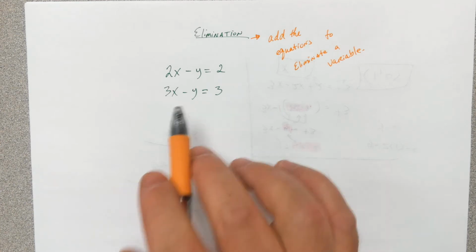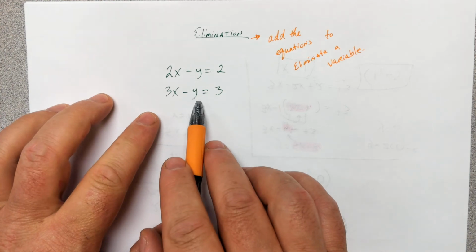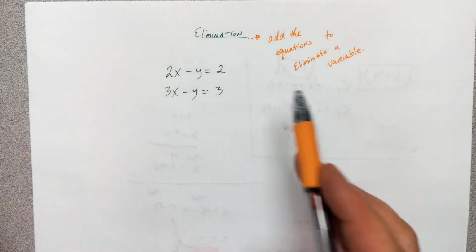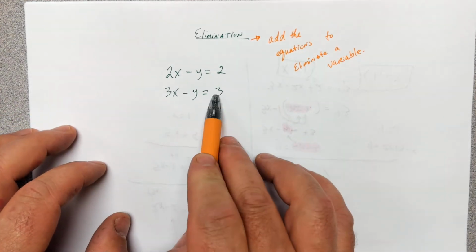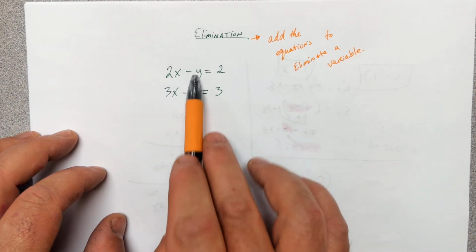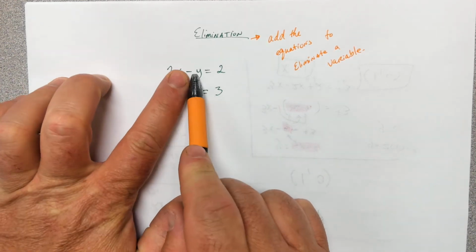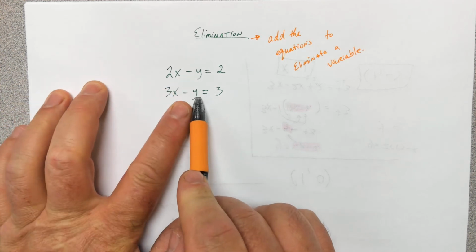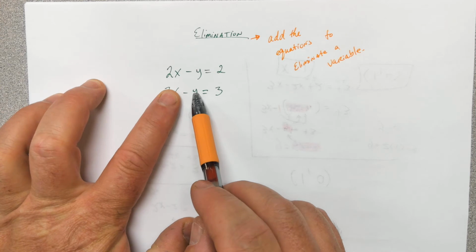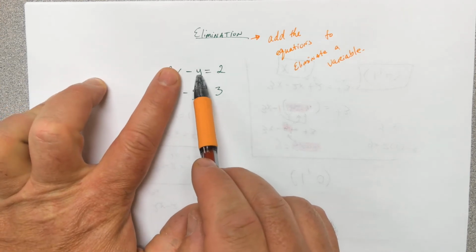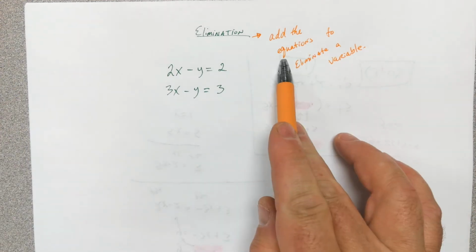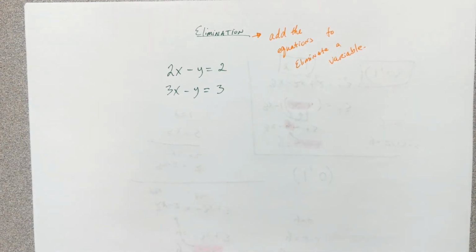Yeah. So, check this out. The way you add it right now, nothing would go away. If you added these together in a column, you get 5x minus 2y equals 5. But what you want is for these coefficients to be opposites. You see how this is a negative 1, and that's a negative 1? This is negative 1y, and this is negative 1y. If one of these was positive, then they would be opposite, and when you add them together, they make 0.